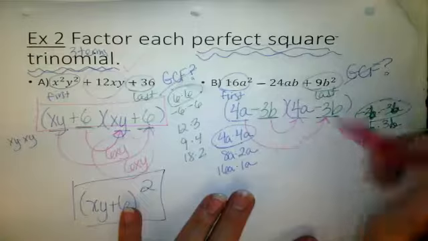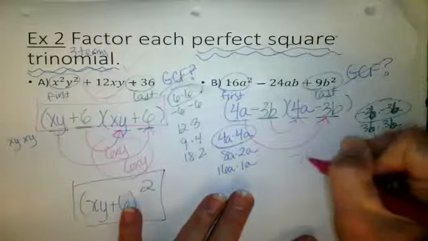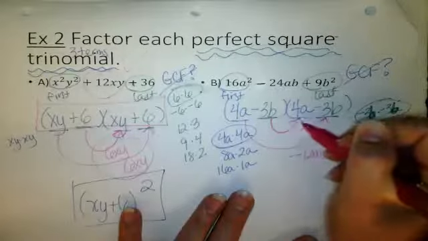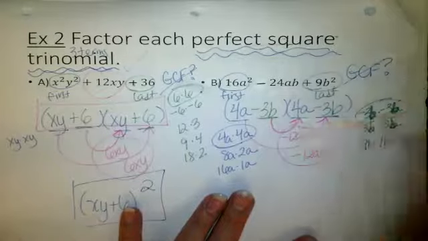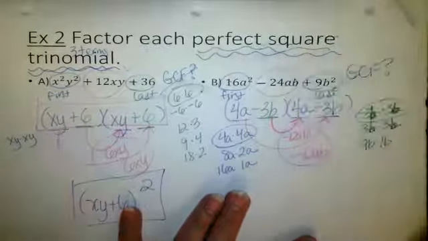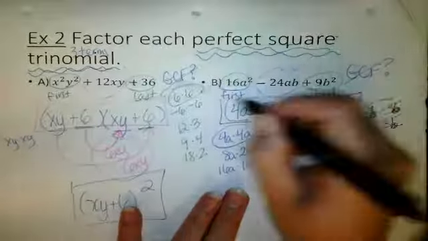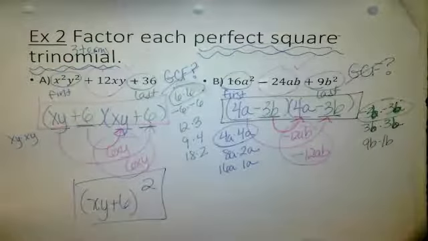4a times negative 3b is negative 12ab. Negative 3b times 4a is negative 12ab. And when we add those together, what do we get? Negative 24ab, our lovely middle term there. All right, ladies and gentlemen, do you have any questions for me? First times first, last times last, check the rainbow, right?